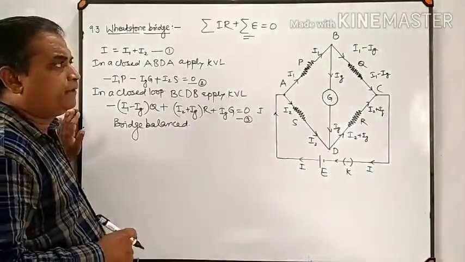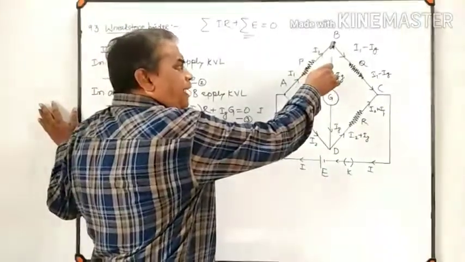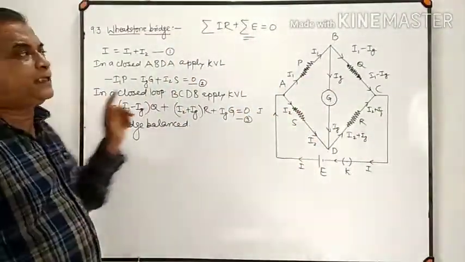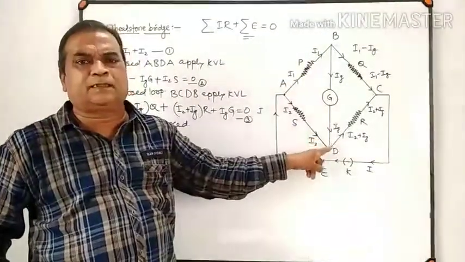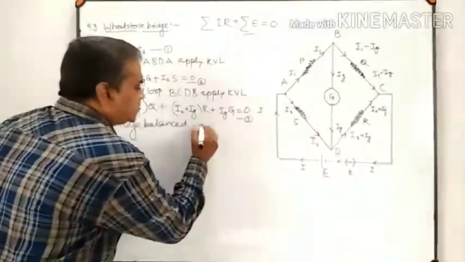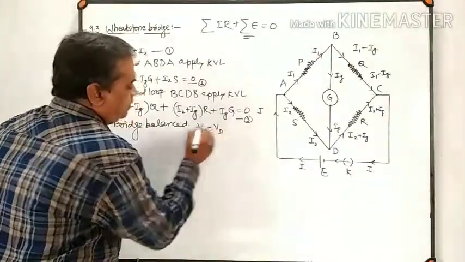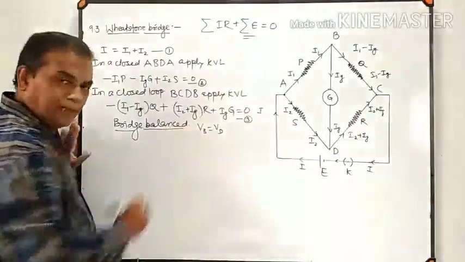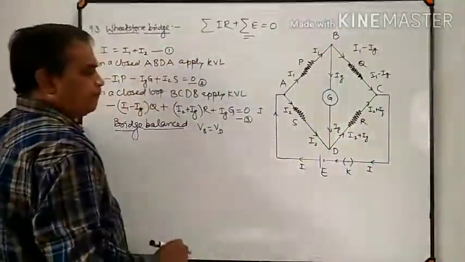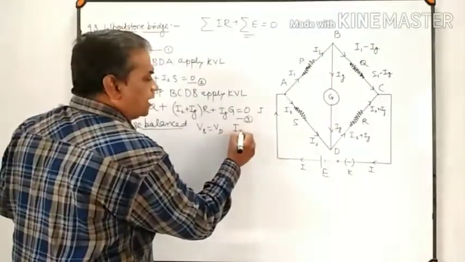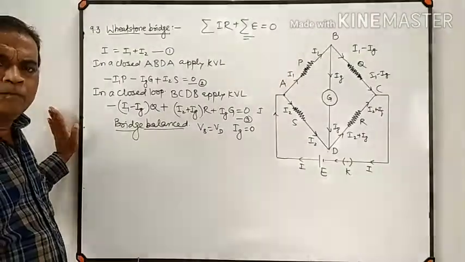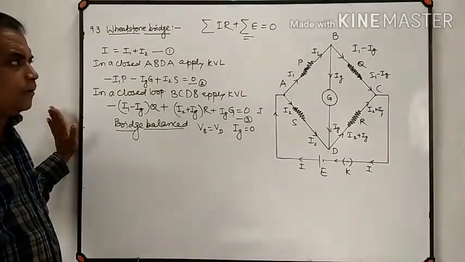Only when the 2 points B and D, across which the galvanometer is connected, are equipotential. Equipotential means when VB is equal to VD, we can say that the bridge is balanced. And when VB equals VD, the current flowing through the galvanometer, Ig, becomes equal to 0.